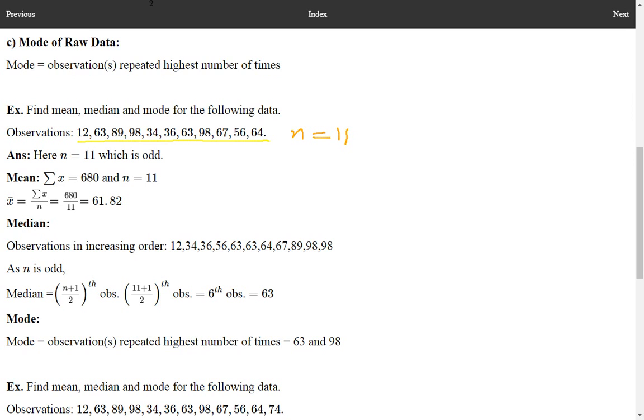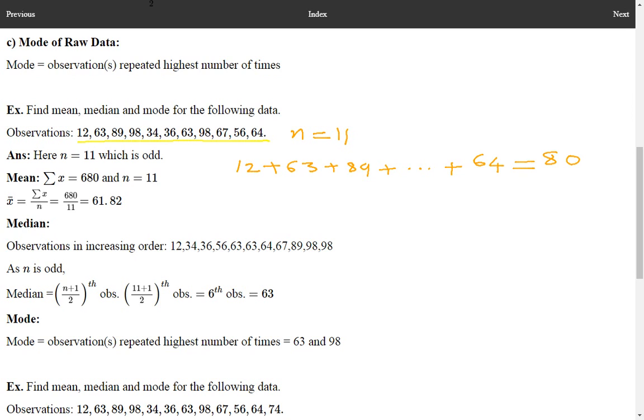How to find the mean? You have to simply add all these observations. So if you add all these observations, 12 plus 63 plus 89 and so on, up to the last observation, which is 64, then their sum is 680.